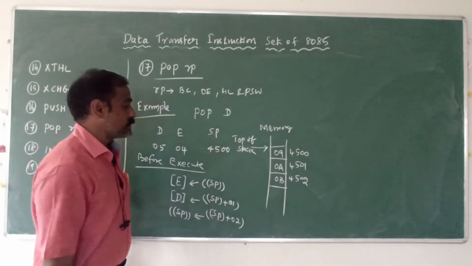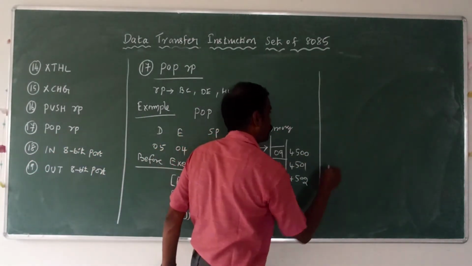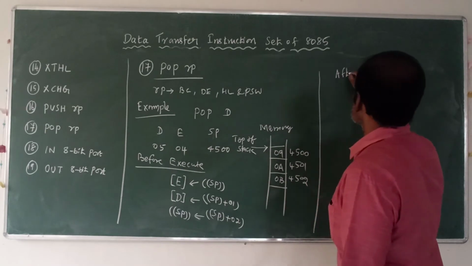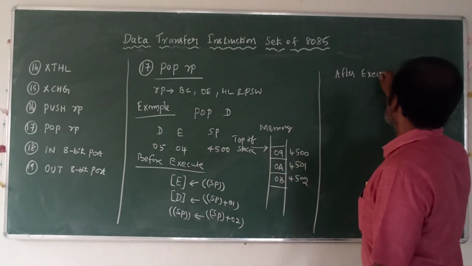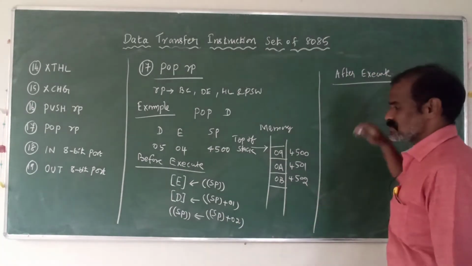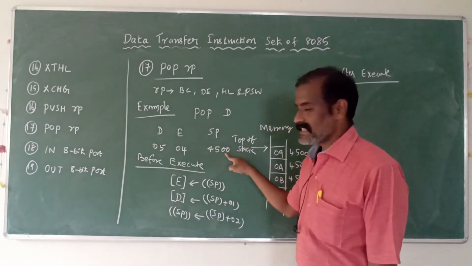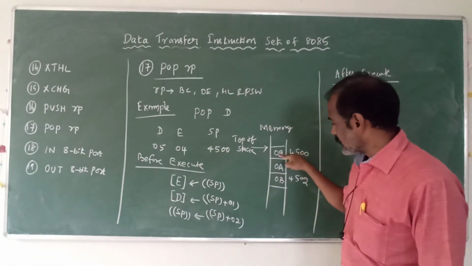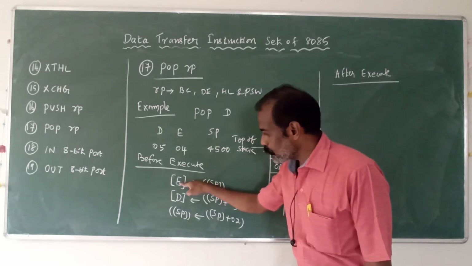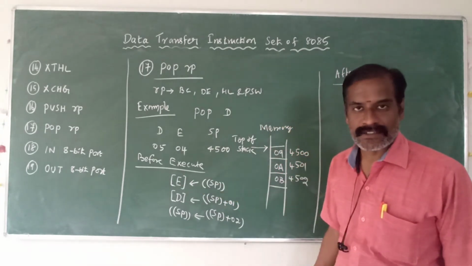After executing this instruction, first the stack pointer address is 4500. Now the data at this address location is moved to the E register.